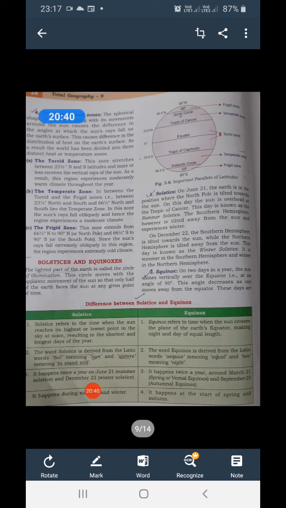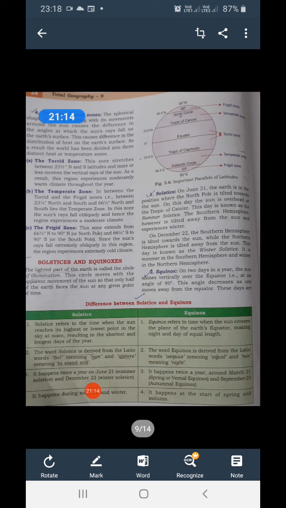Now we come to the two important terms, solstice and equinox, which is the summary of this whole chapter. Each time they were telling you, or we were reading, unequal length of day and night, revolution causes change in seasons, etc. Now we are going to come to the detailed explanation. So the lighted part of the earth is called the circle of illumination, and they've given you in this table below the difference between solstice and equinox.